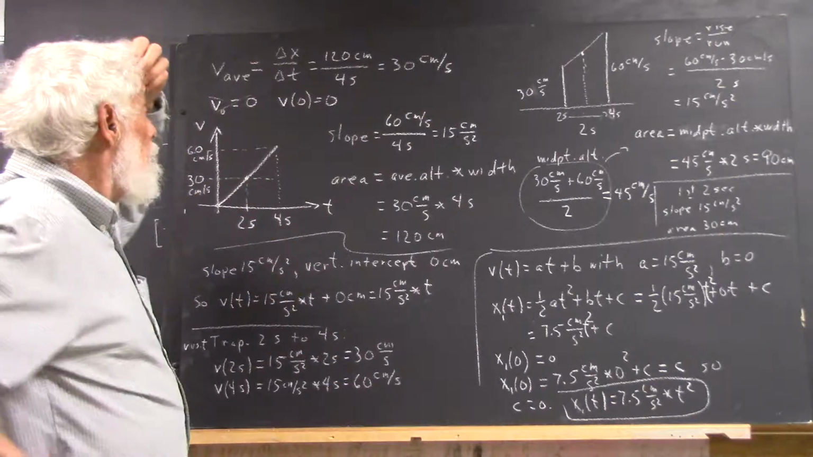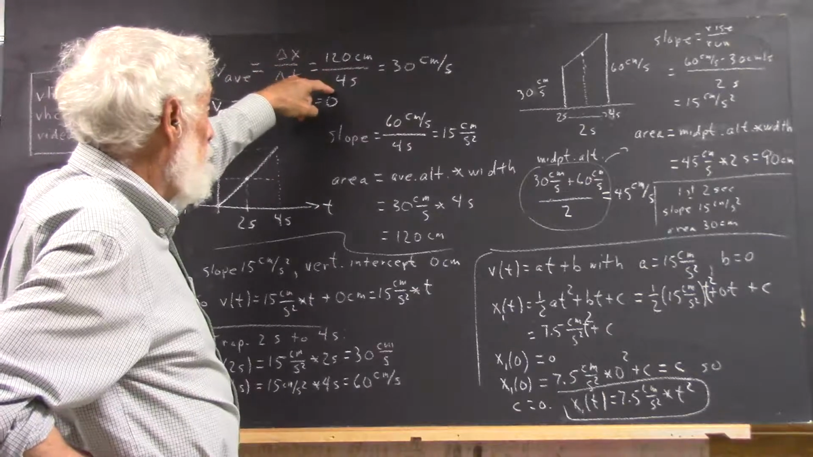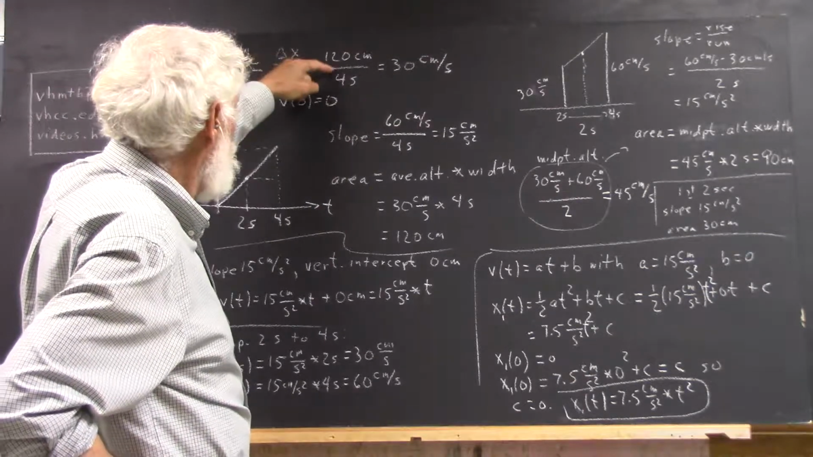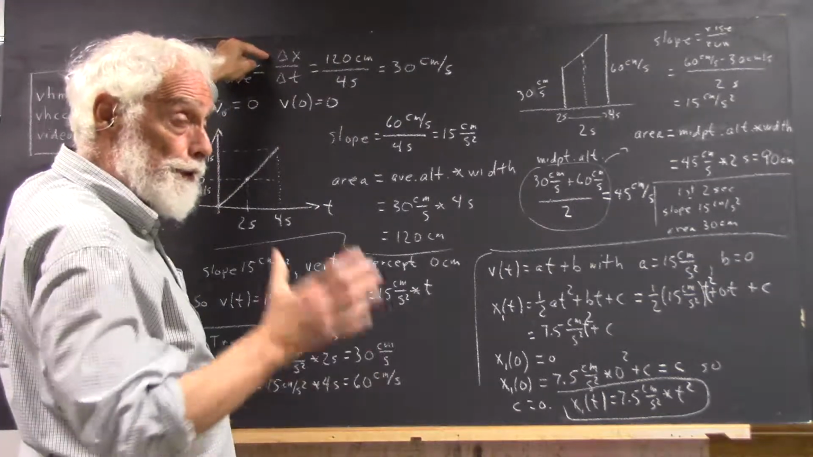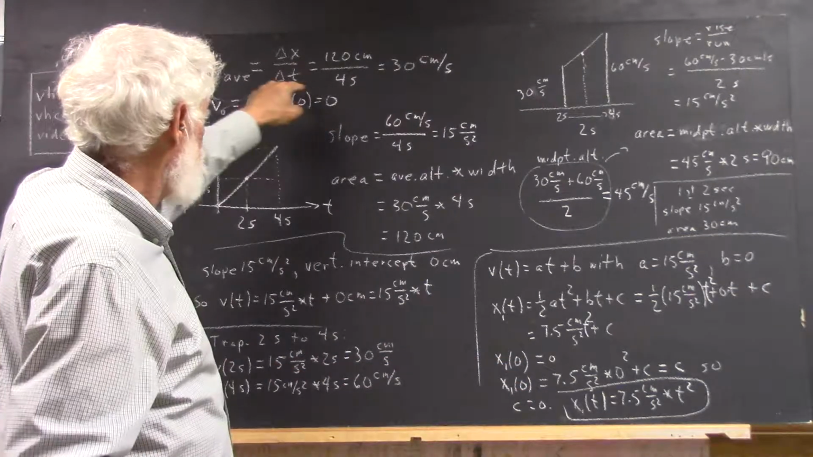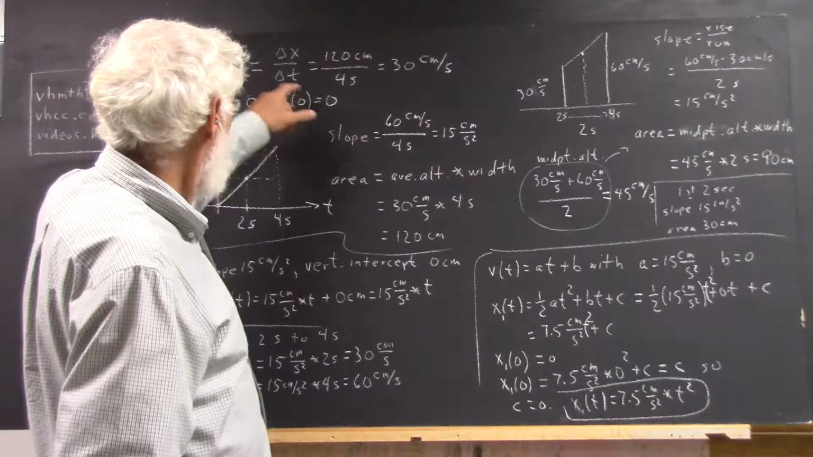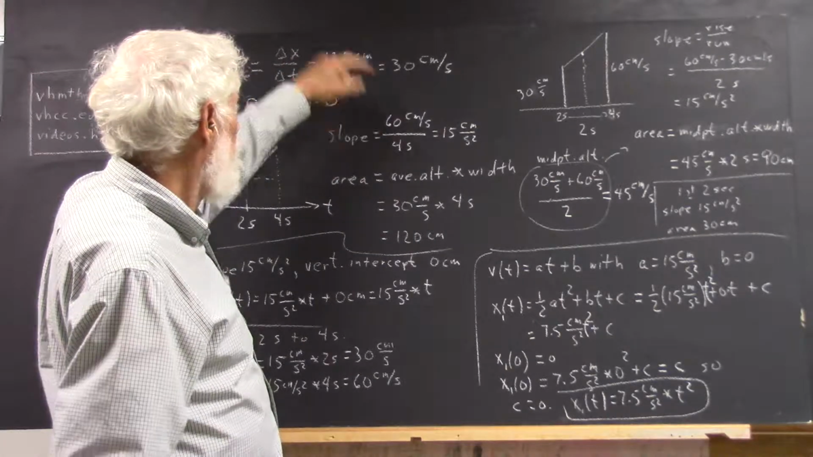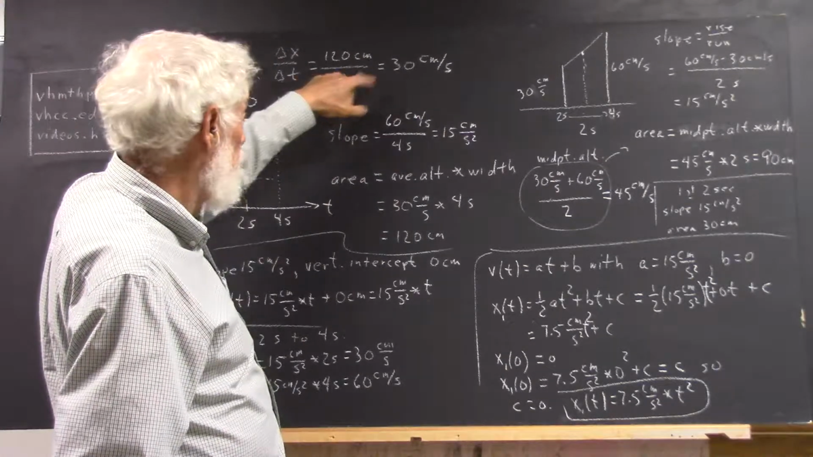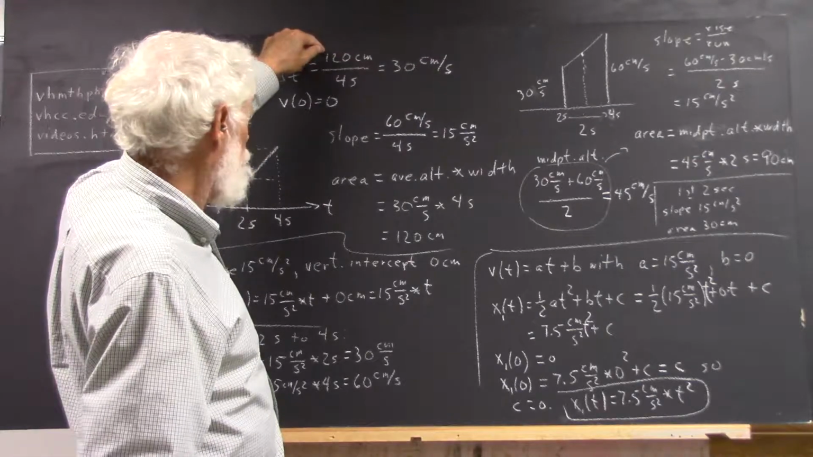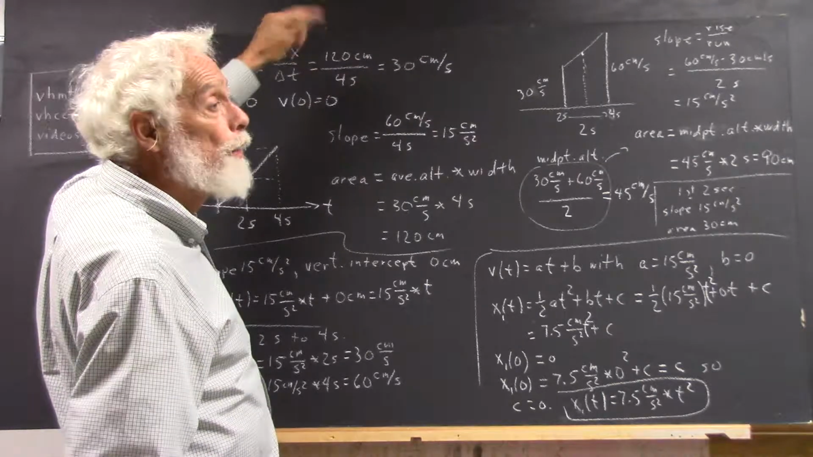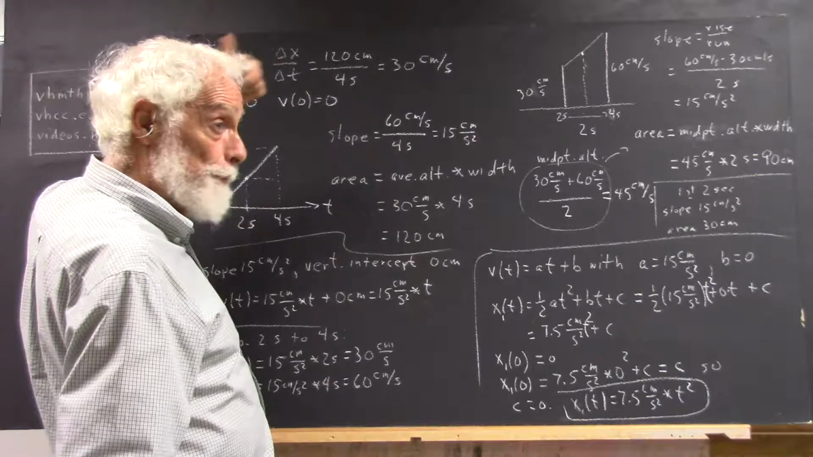Okay, so we have the 120 centimeters, the 4 seconds, and we'll call the 120 centimeters delta x, x being our position, and the 4 seconds is delta t, t being clock time. So the average velocity we get by dividing the displacement by the clock time. The change in position is displacement.